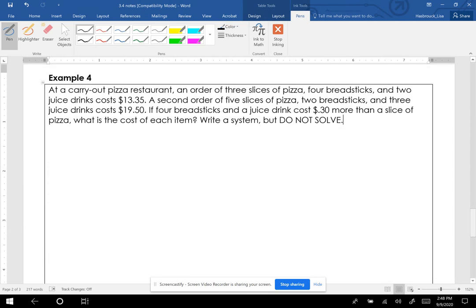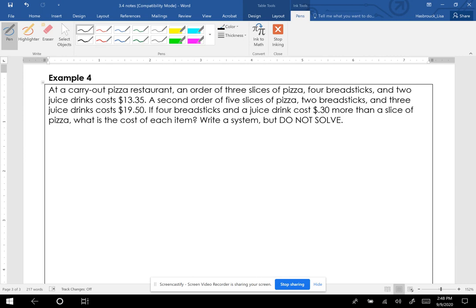Last problem. We have a word problem here, and it says at a carry-out restaurant, an order of 3 slices of pizza, 4 breadsticks, and 2 juice drinks cost $13.35. A second order of 5 slices of pizza, 2 breadsticks, and 3 juice drinks cost $19.50. If 4 breadsticks and a juice drink cost 30 cents more than a slice of pizza, what is the cost of each item? Write a system, but do not solve.